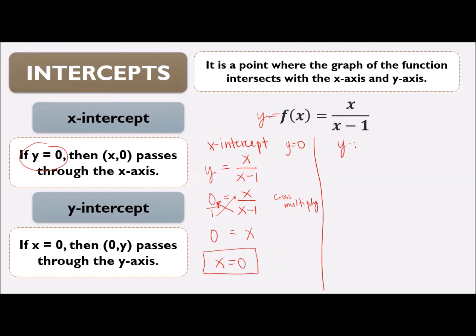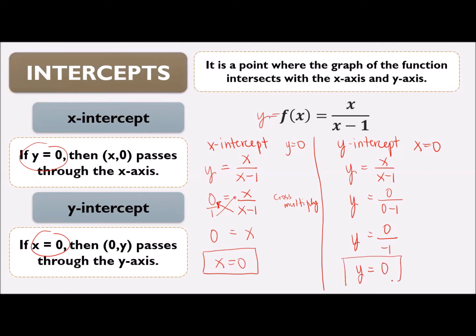Okay? And then for the y-intercept, x is equal to 0. So, ganun ulit. Kopyahin natin yung given. Lahat naman ng x, papalitan ng 0. So, we will have, simplify nyo lang. So, 0 minus 1 is negative 1. And then, the answer here is 0. So, it means this one is our y-intercept.